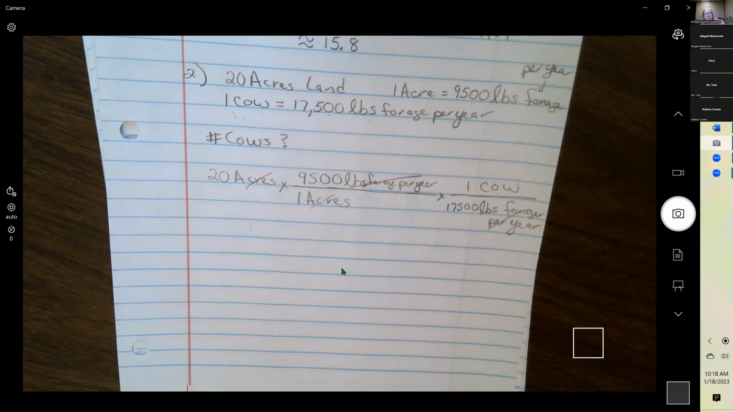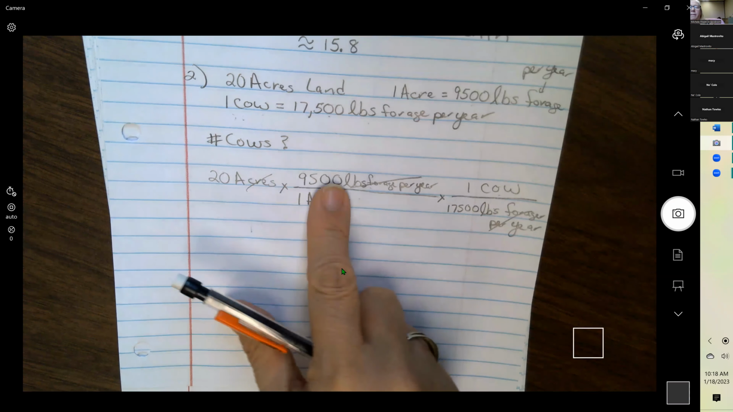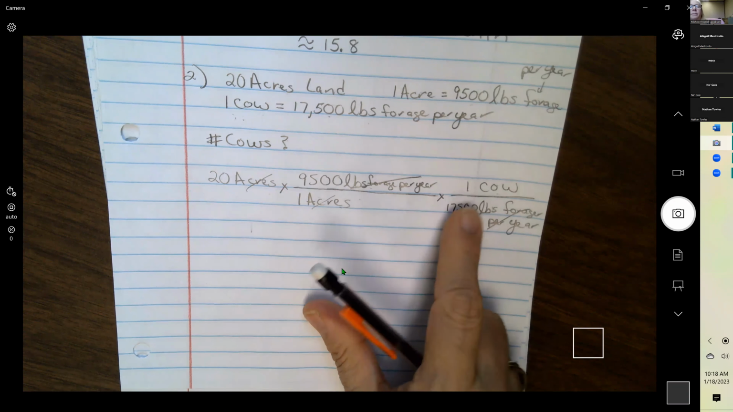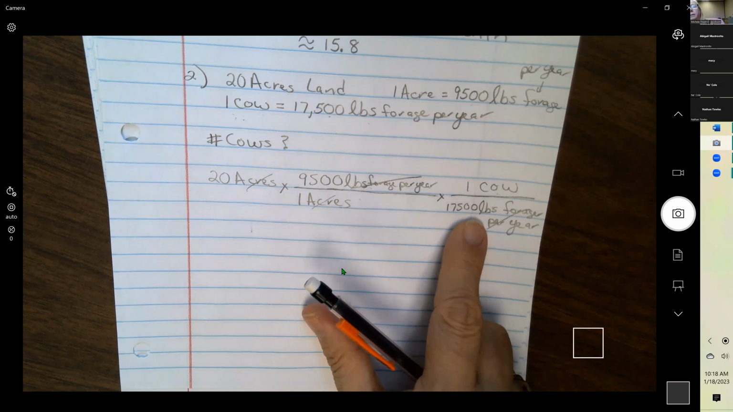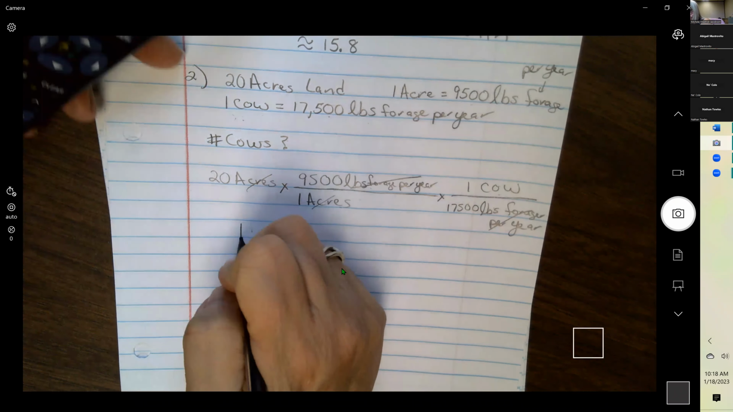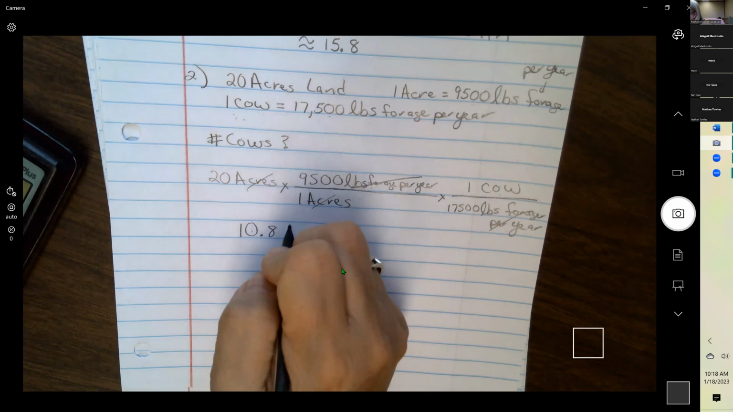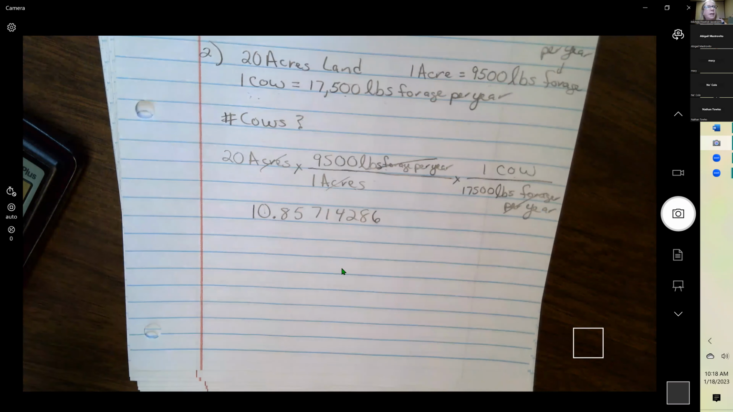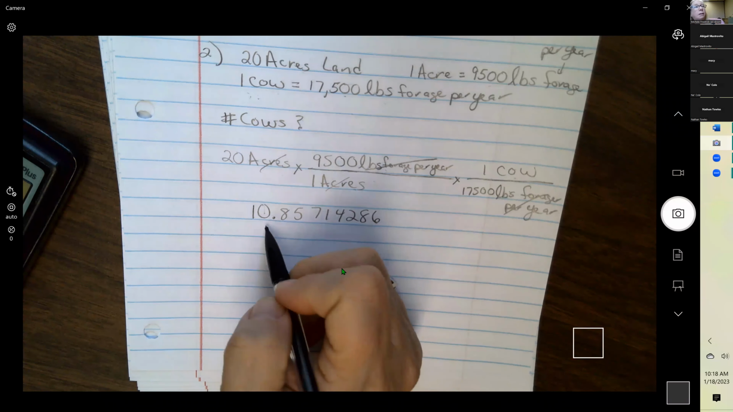When you get your answer, you could type it in the chat. Multiply 20 times the 9,500 times 1. 10 cows. And then when we divide, you should get 10.85714286. But of course, we don't want part of a cow. Now, if we were doing normal rounding, this would be 11.